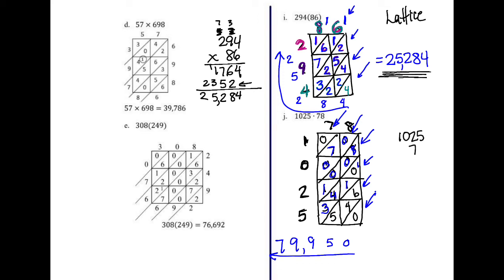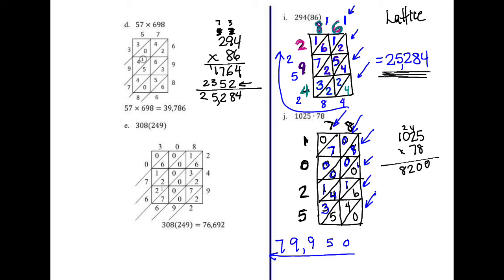Let's do the algorithm just to show you. 1025 times 78. 5 times 8 is 40, carry the 4. 2 times 8 is 16, add 4 is 20, carry the 2. 8 times 0 is 0, add 2 is 2. And 8 times 1 is 8. Okay, so that 8,200, you don't see it anywhere in here, do you? Yeah, so that's why it's a little different.